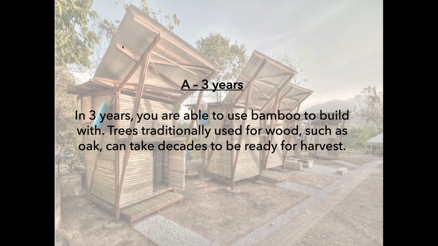So in 3 to 5 years, you can cut down the bamboo and harvest it, which is fantastic because pine trees take about 15 years to harvest, and oak trees maybe 80 years. If you're able to cut down, harvest and work with a material after 5 years, I think that's pretty excellent. It just means that it can regenerate so much faster. So, this is really good.